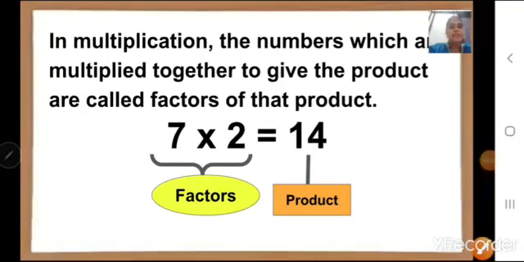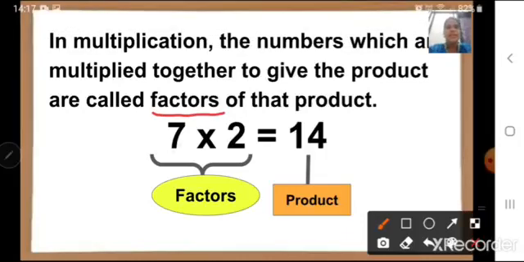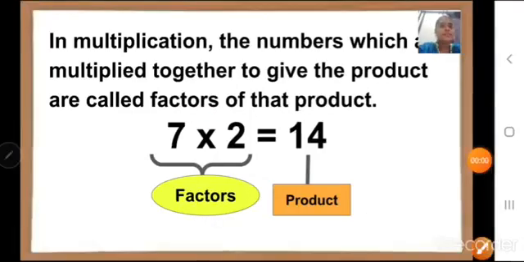Children, look at this example. 7 into 2 is equal to 14. Correct? Now here in multiplication, the numbers which are multiplied together to give the product are called the factors of that product. Correct? So number 7 and number 2 are called the factors. Whereas the number obtained by multiplying the two factors is called the product. Correct? Here children, number 14 is the product.